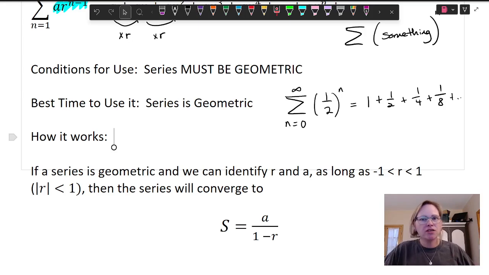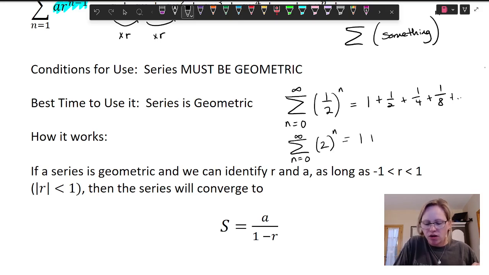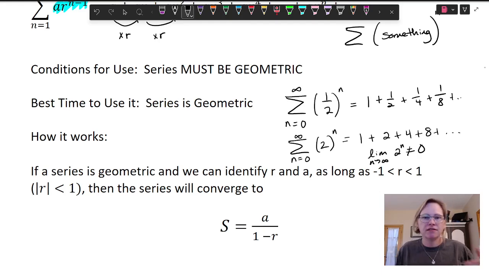The geometric series test is what allows us to guarantee convergence, and we'll play that out here in just a moment. But if I had a similar series where my multiplier, my r value, was something like, let's just pick 2, we'll keep it nice and easy, we'd have 1 plus 2 plus 4 plus 8 plus, and so on and so forth. And we can see that the limit of these terms, as n approaches infinity, is going to fail that nth term test. So the terms aren't decreasing, so it 100% is going to diverge.